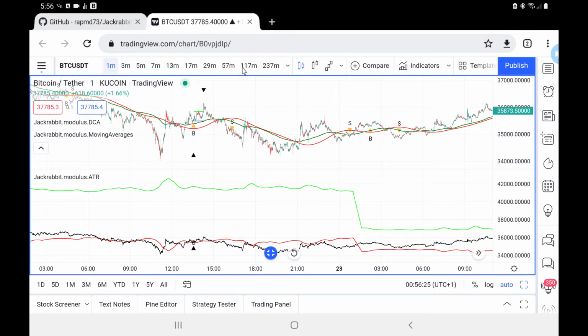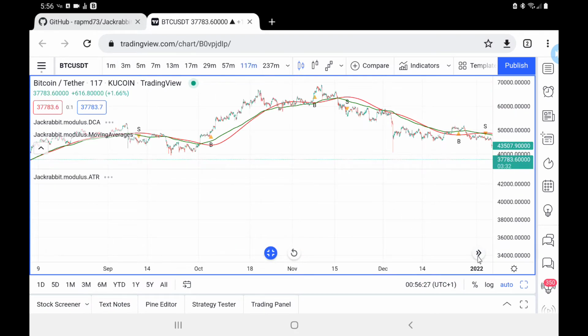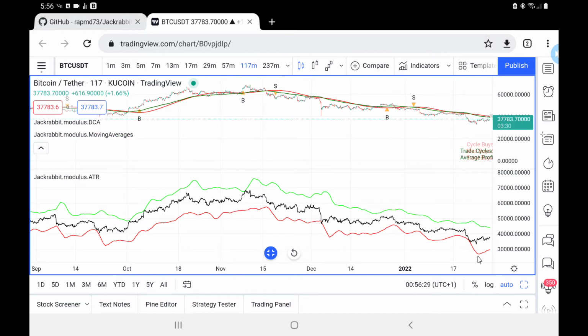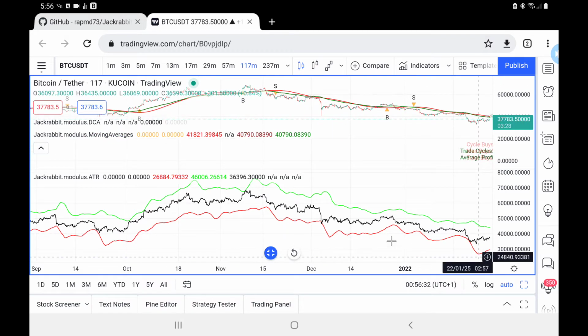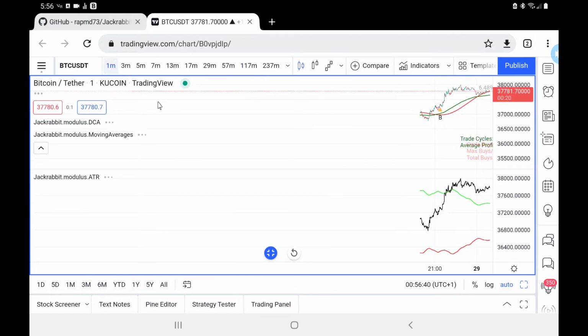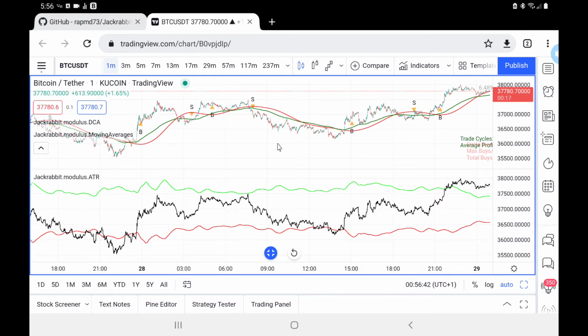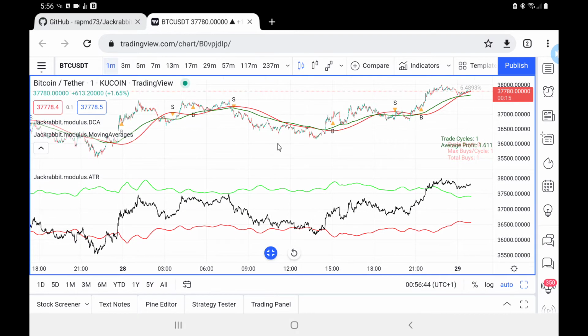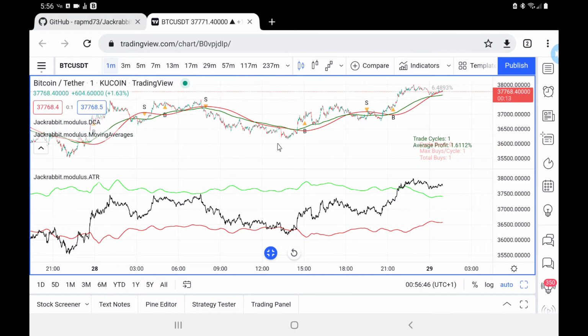Okay, let's see how it did since November. Doesn't even get into the market. Doesn't even want to deal with it. So this one is extremely defensive.